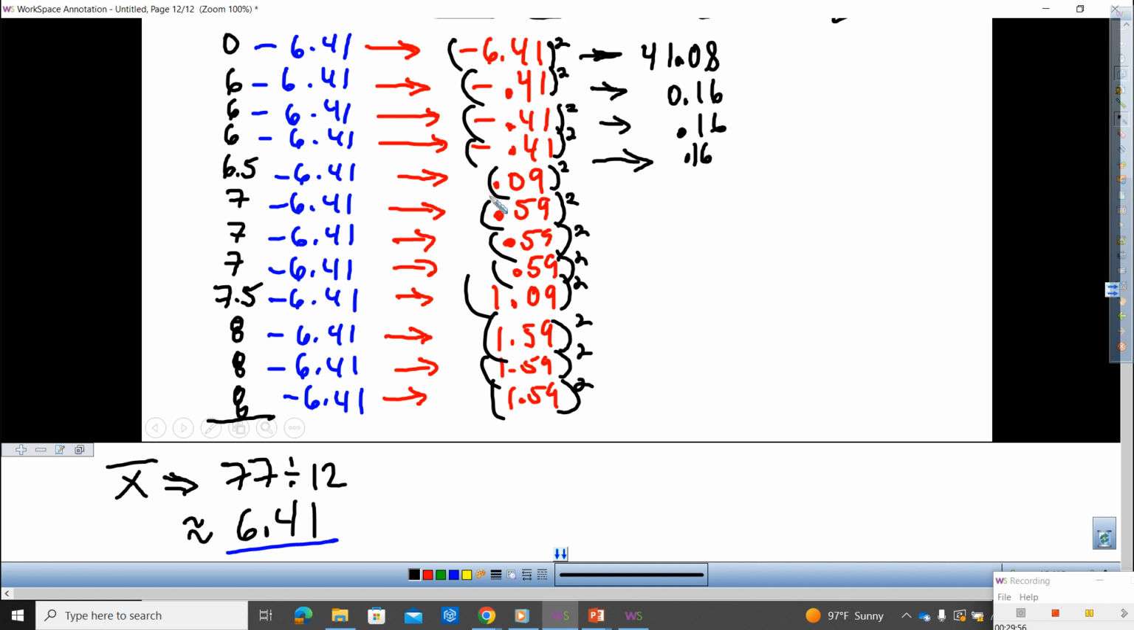All right. Next, 0.09 squared. Calculators, 0.09 squared. 0.0081. Thank you, Alec. 0.59 squared. Giselle, 0.59 squared. We need 3 of those. 0.35, 0.35, 0.35.